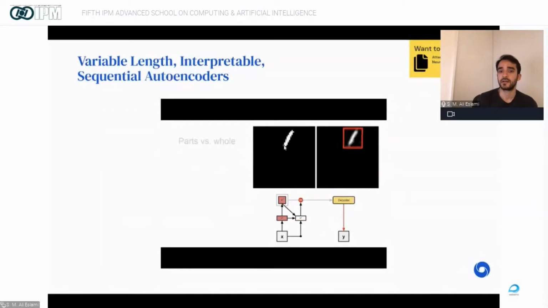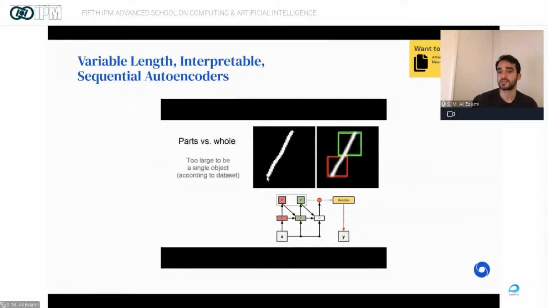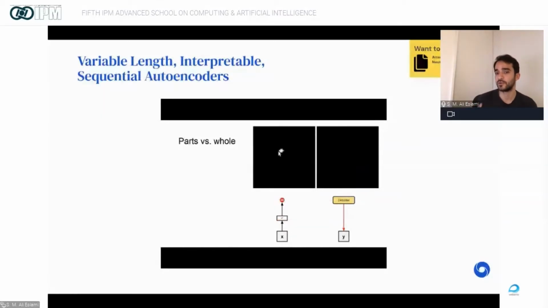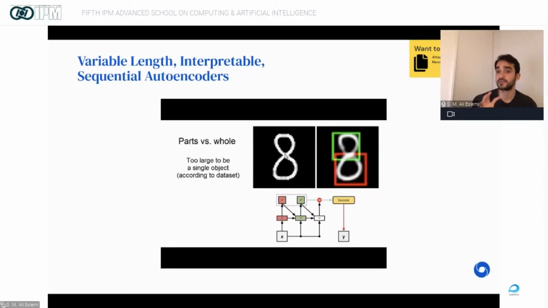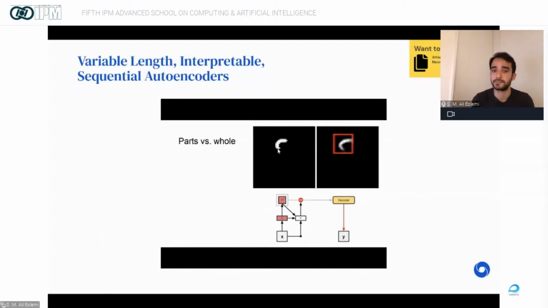If I draw a 1, it gets it. If I draw it much larger, it says, from my data, it feels like this is two 1s that happen to be next to each other. If I draw an 8, it detects it. If I draw the 8 larger, it says it's more likely to be two 0s that are next to each other as opposed to one very large 8 that it's never seen before, and so on.